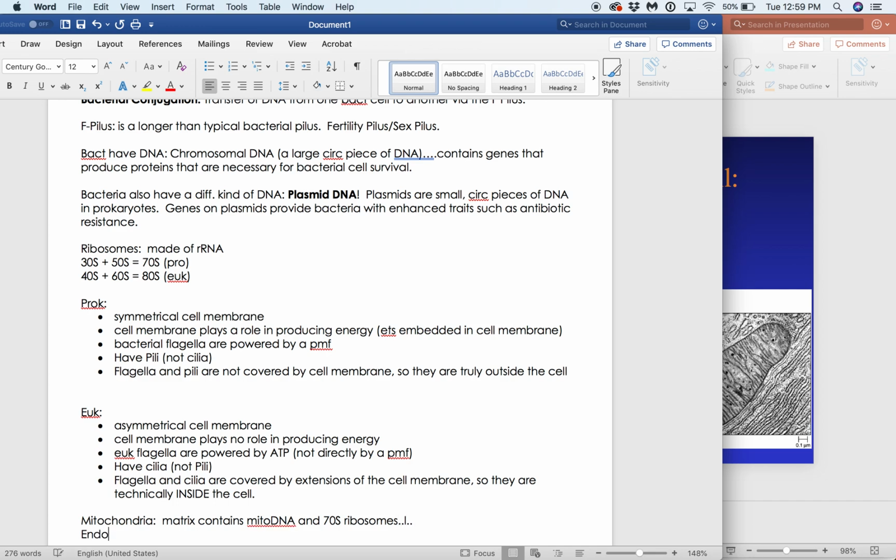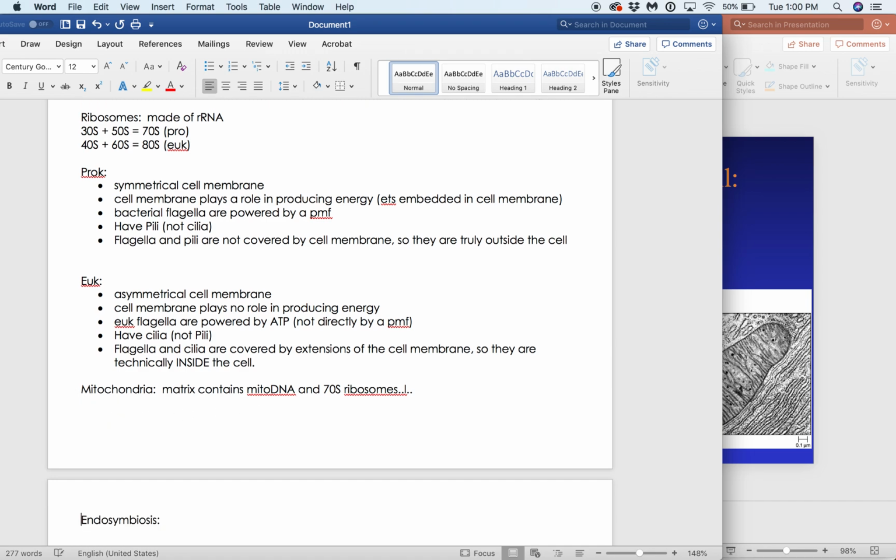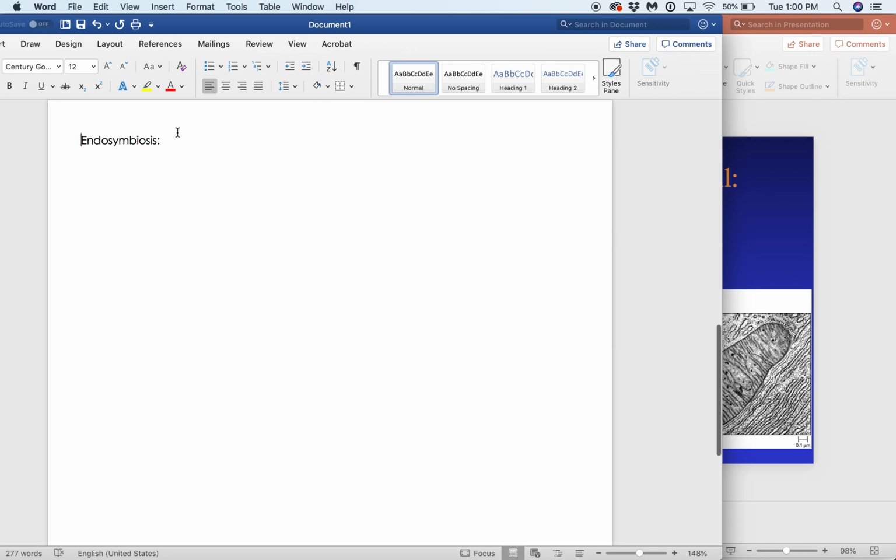So endosymbiosis is the idea. Let's just go on to another page here. There we go. Endosymbiosis is the theory that the modern mitochondria is the descendant of an ingested bacterial cell.